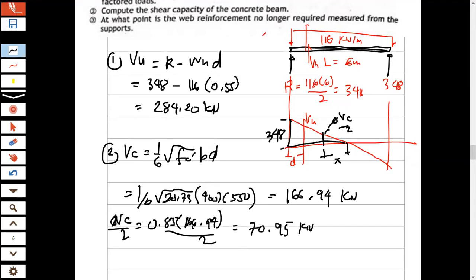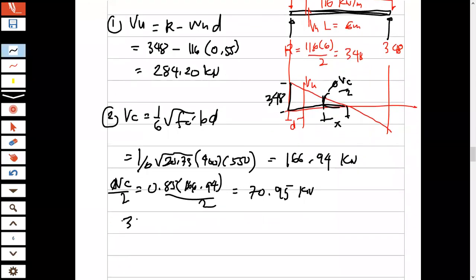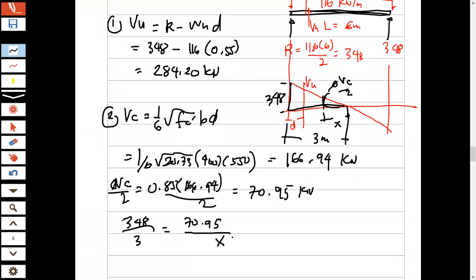Okay, is similar to this small triangle. So you have here 348 is to ano to? If that is 6 meters, so nasa gitna is 3 meters. Okay? Kasi symmetrical, ano? Uniform load. Ang drawing lang natin ang hindi symmetrical. 348 is to 3. And then that phi VC over 2, which is 70.95 is 2x. So we can compute the value of x. X is 0.61.